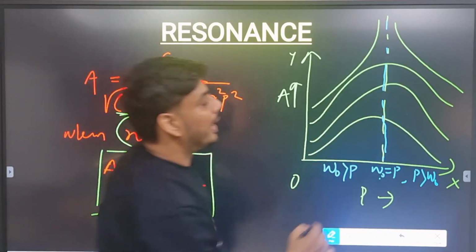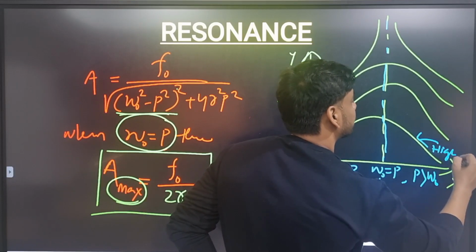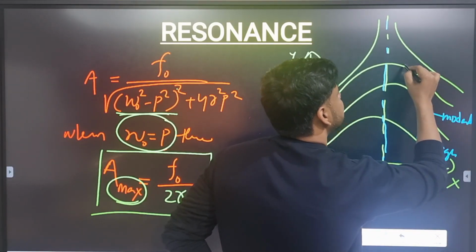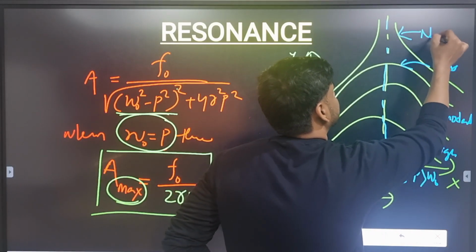So the first one is said to be the high damping condition, high damping. This is moderate damping. This is less damping. This is no damping.